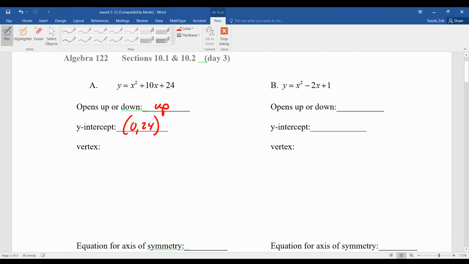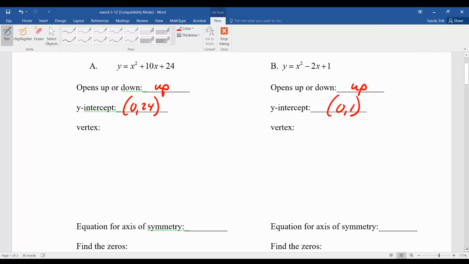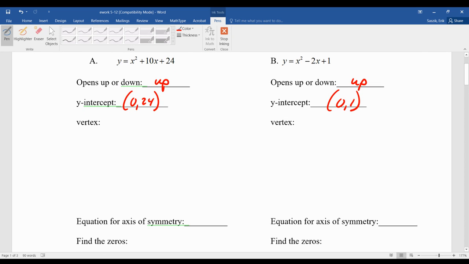So here, let's look at B. Same thing here. Does this open up or down? There's an invisible 1. Opens up. Okay, this is the y-intercept. So when you're in standard form, you can determine whether it opens up or down and the y-intercept immediately. Okay, now the next thing, the vertex, that's a little bit more work.